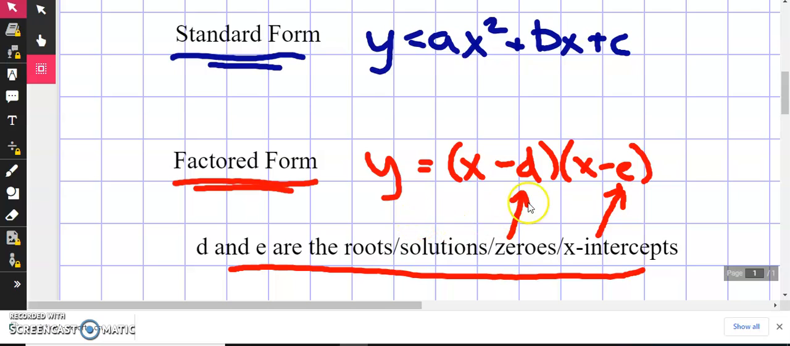So the new information here is that whatever numbers we have in our factors, those guys are going to represent our x-intercepts. They may also be called roots, solutions, or zeros as well. So I want you guys to know that these terms at the bottom here are all very, very similar to each other, and a lot of times will get used interchangeably.